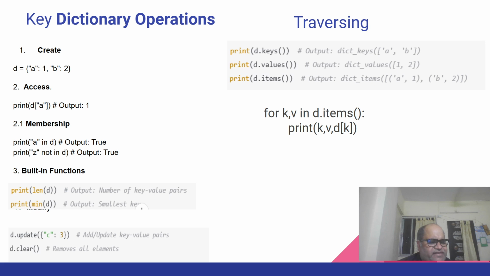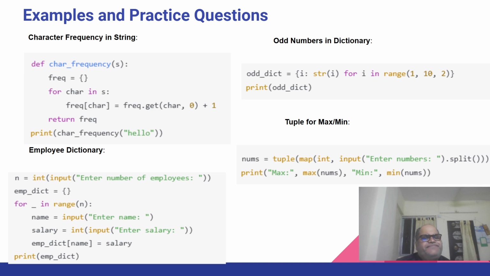In a similar way, I think you can take the max. And then you have update and clear. So you can remove all the items and you can update an individual item to some other value, right? So in this particular case, if you want to add to the dictionary the key value C and 3, you can do that using update, right? Traversing, so using keys, values, and items. So keys will give you all the keys as a list, values will give you all the values as a list, and items will give you key value pairs. So for kv in d.items, you can print kv, right?